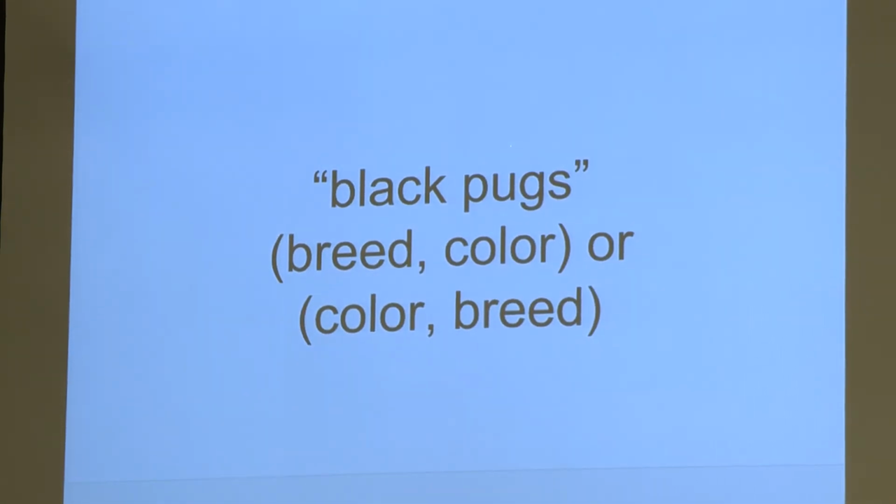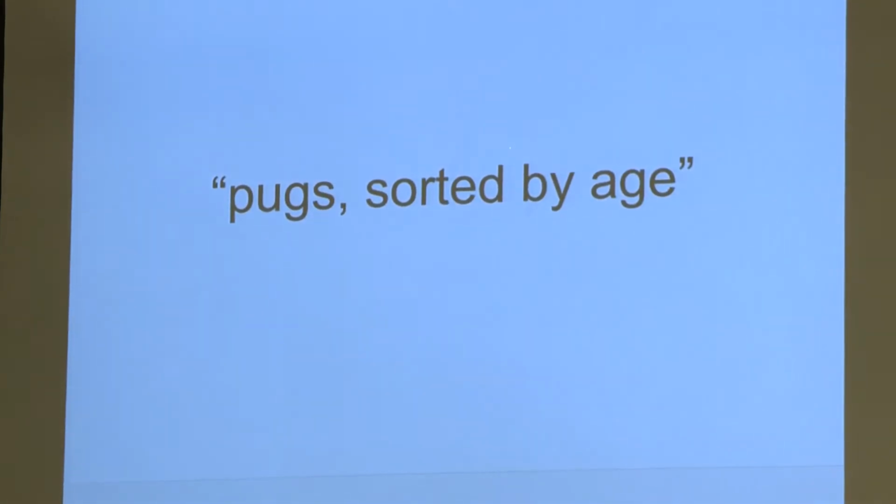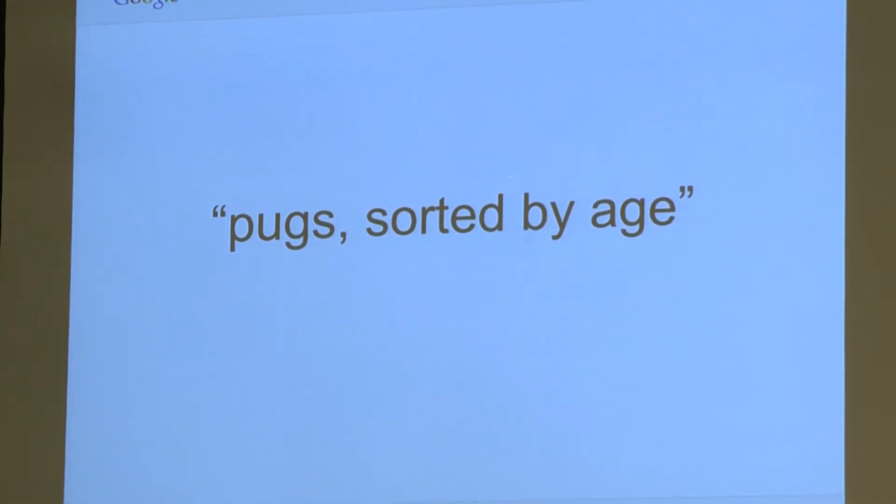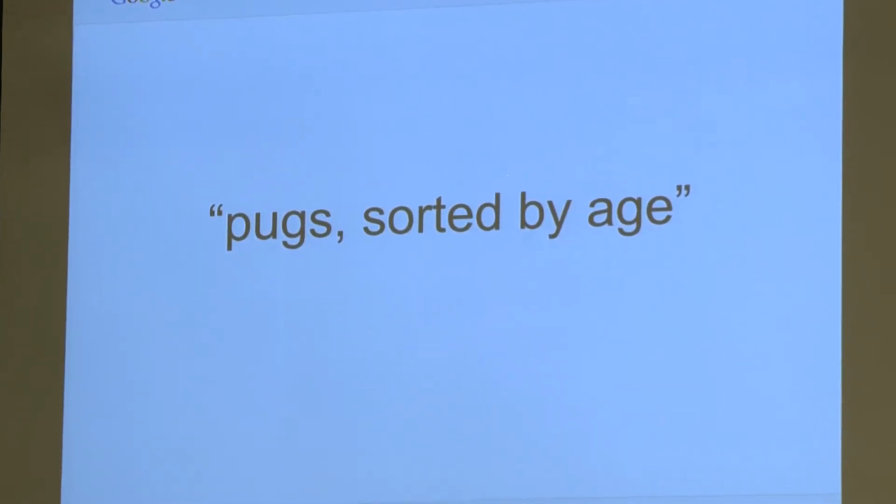Okay, question 2. I want pugs sorted by age. What index do I need? Pug, actually breed, right? And then age. Okay, that's a good answer. Question, what if I put them the other way around? What if I say age and then breed? Does that work? No? We got a no? Do we get a yes? We got a yes, we get a maybe.